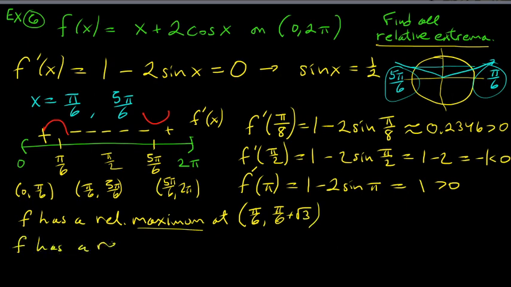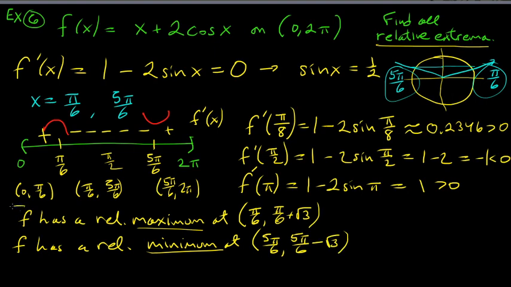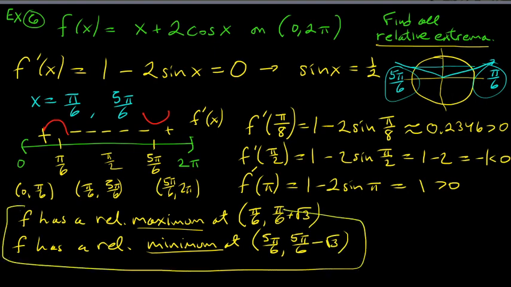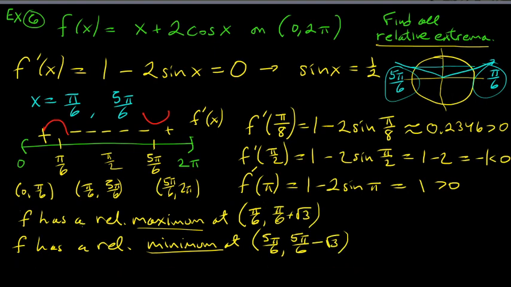F has a relative minimum at 5 pi over 6. And then, let's see, 5 pi over 6 plus 2 times cosine of 5 pi over 6, which is negative square root of 3 over 2. So now we subtract square root of 3. So those are the y-coordinates.